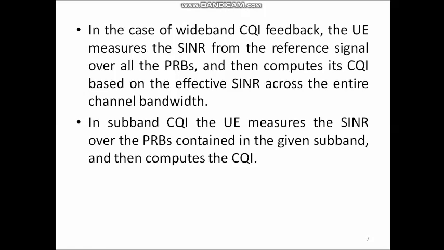Please understand the difference. Here the user equipment measures the SINR over the PRBs contained in the given subband and then computes the CQI. So if a user equipment reports a CQI value for a particular subband, it is called subband feedback. Whereas in the wideband case, all the PRBs are considered. But in subband CQI reporting, only the PRBs contained in the given subband are considered. And a subband is a set of k contiguous physical resource blocks.